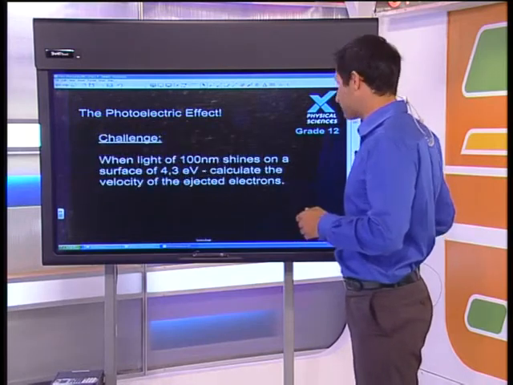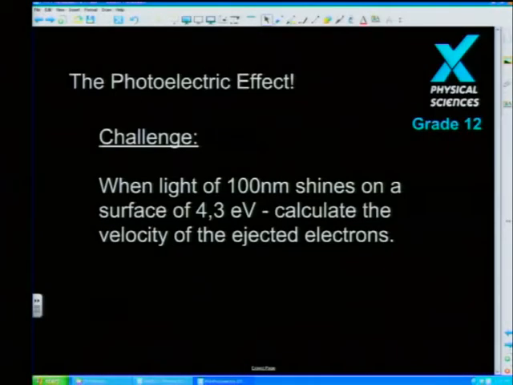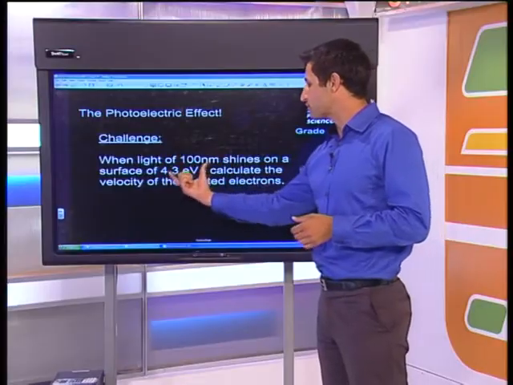So let's start off with a challenge. For those of you that are working with us, we're talking about the photoelectric effect. I'm going to use a light of 100 nanometers shining onto a surface of 4.3 electron volts. That's a reference to its work function, the W0. Its work function is 4.3 electron volts.